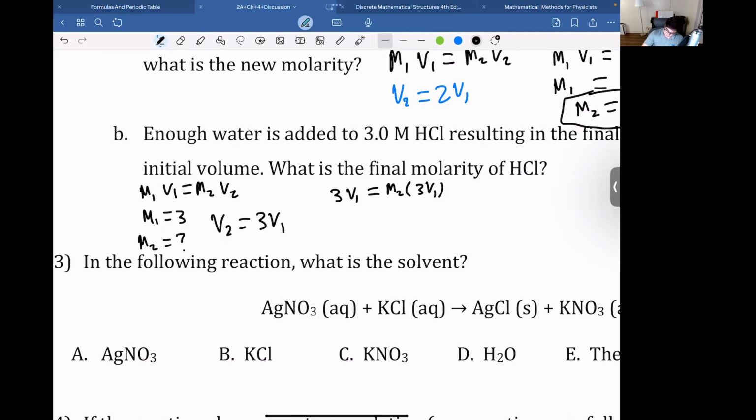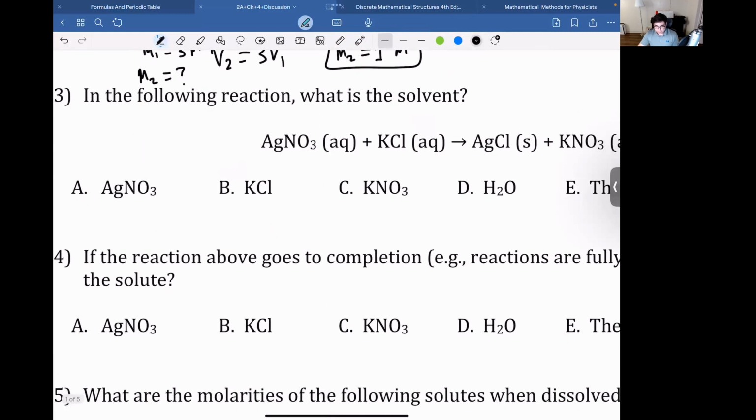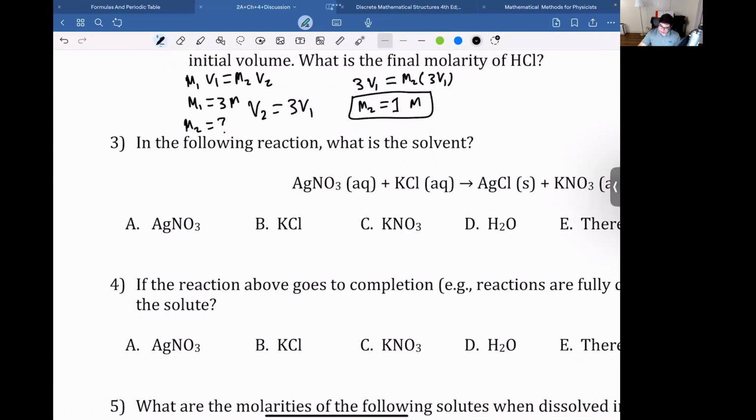And then we're going to get M2. When you do some algebra, divide both sides by V1 and 3, you get 1. So it's 1 molar. And that's it. Why is it molar? Because our other concentration was in units of molarity. Molar means molarity, by the way.